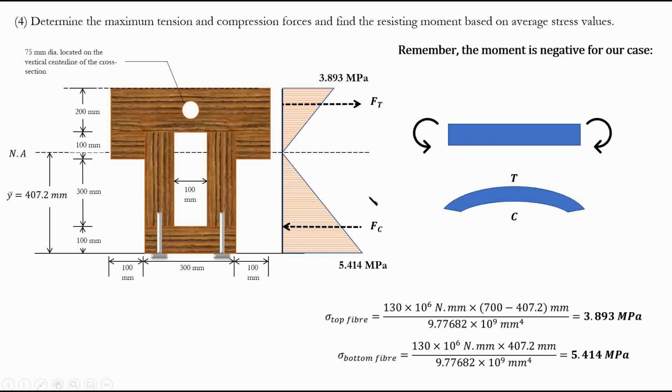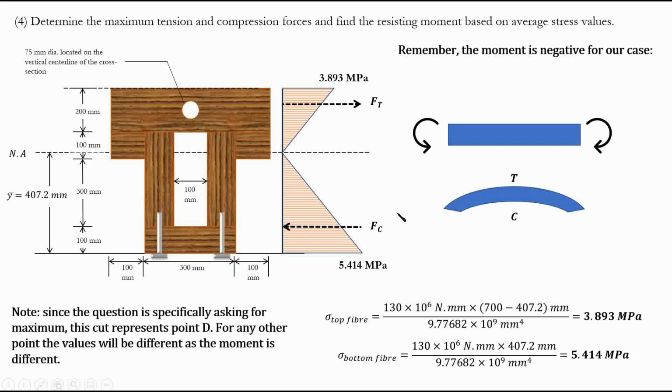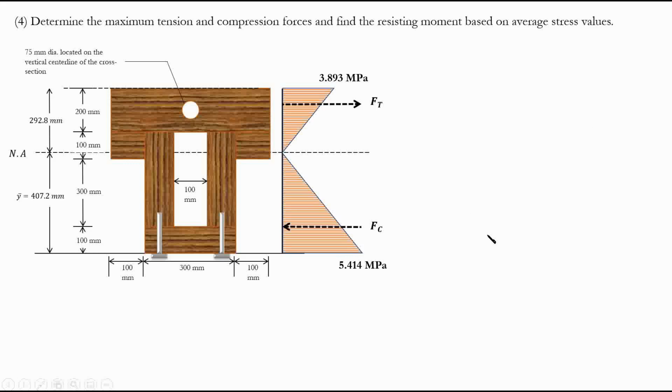How do we find these values? Of course, I talked about this point extensively. We're dealing only with point D here because we're talking about maximum. So we deal with the maximum moment that we had. That's why these all represent point D, which is the maximum moment. So let's now go find the tension force and the compression force. How do we find them?